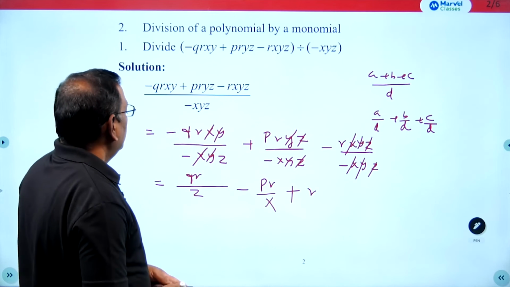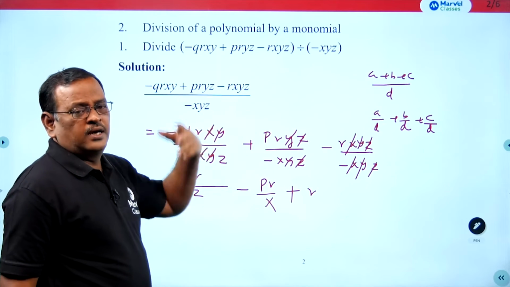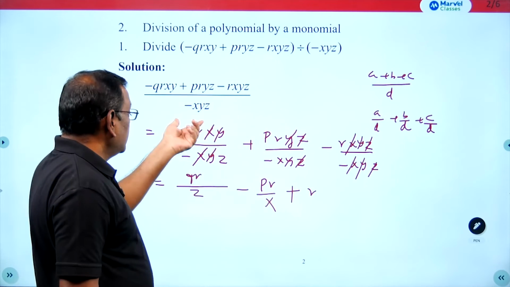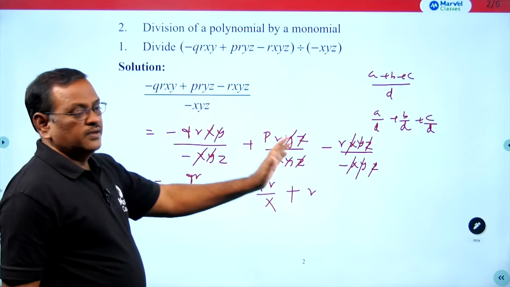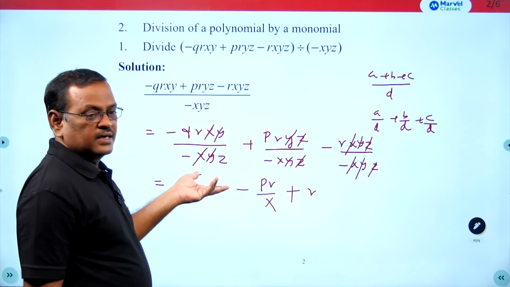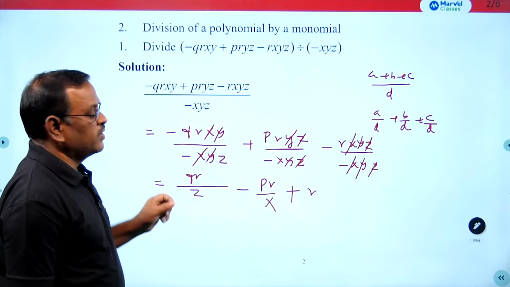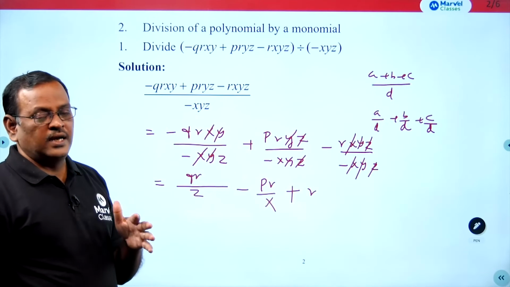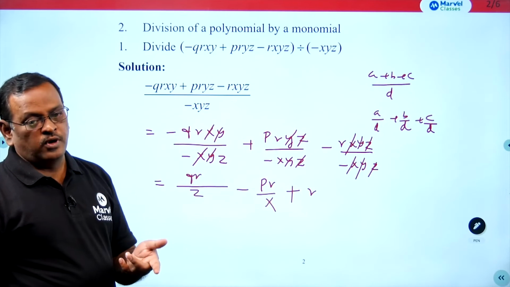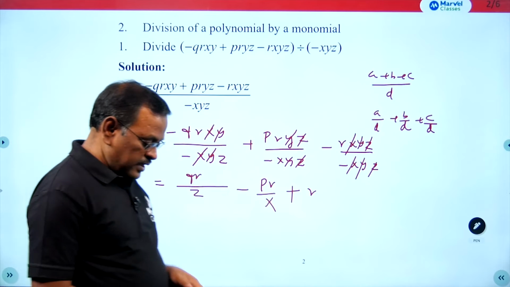Again I will explain. Whenever the numerator is a polynomial, either binomial or trinomial, whatever it is, and the denominator is only a single term, that is a monomial, split into different terms, cancel the common factors and decide the final sign of each and every term. This is one of the very important types for division. This is level 2 sum. Level 1 we already discussed, monomial by monomial. Level 2 polynomial by monomial.